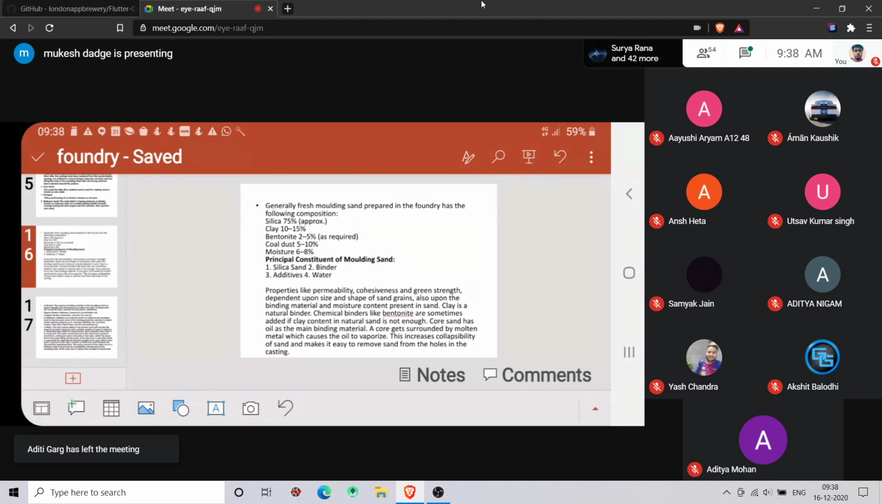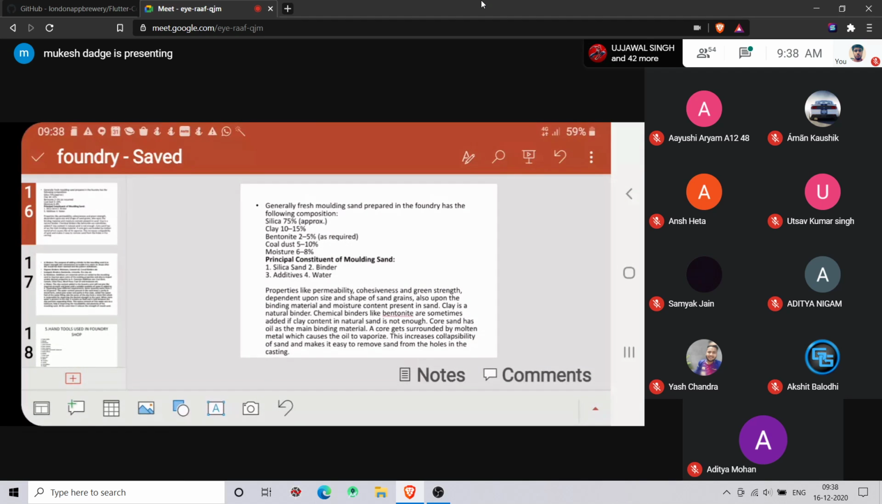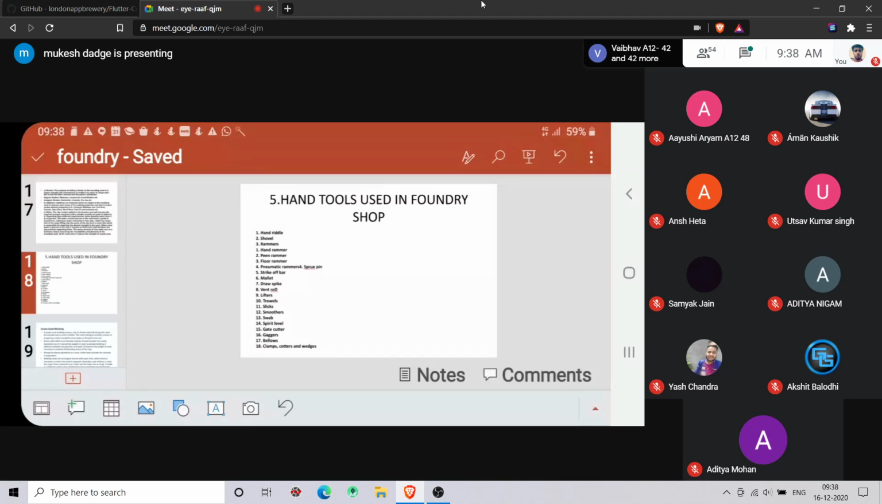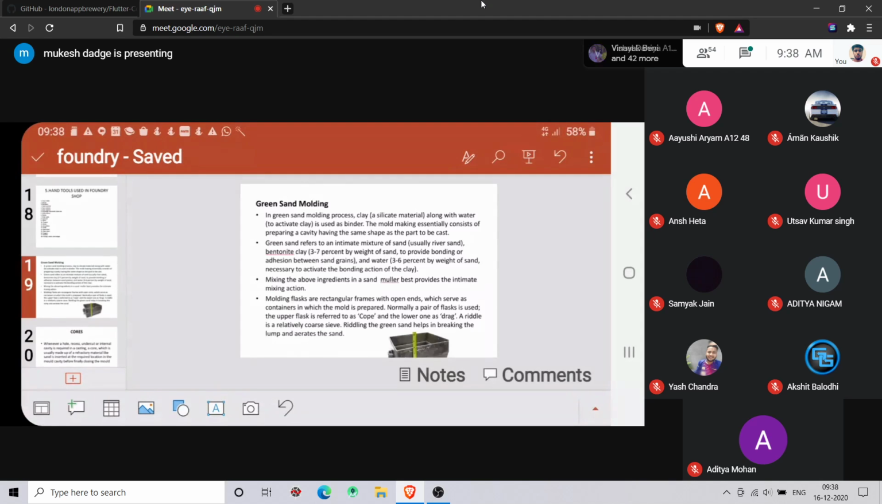Another thing you have to write is the constituents of the green sand, right? Green sand में क्या क्या होता है, क्या binder होता है, क्या water content है, right? You write down all these things, right? So hand tools, right? Only name it, draw the figure, right? So sand molding, it is not required, right?